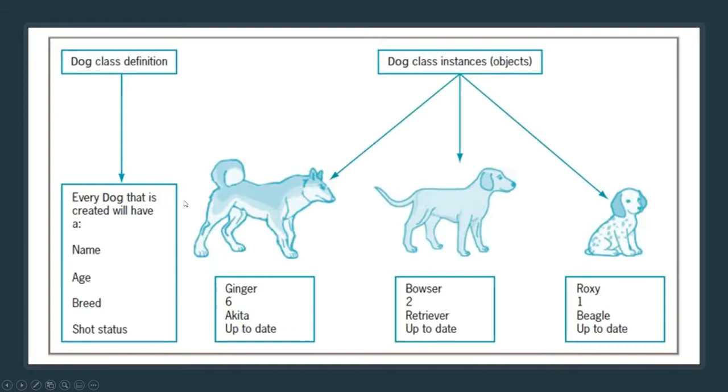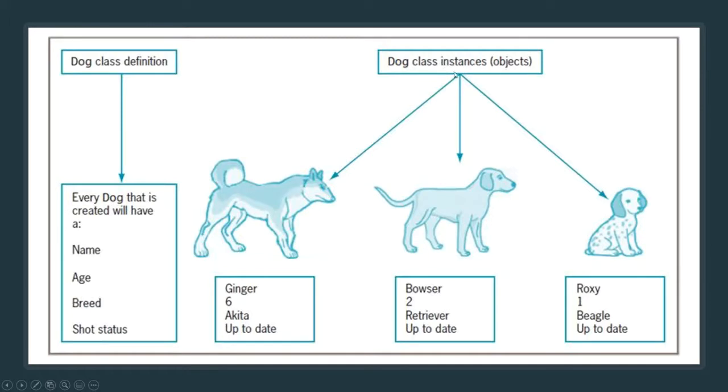So we have here a more concrete example of what classes are and what an object is. As you can see here, we have the dog class definition. The class definition includes the properties or the attributes of our object, which is the dog. Here the attributes of the dog are written: we have the name, the age, the breed, and the shot status. So these are the properties that we need in order to know the type of dog that we have. So these examples here are different classes or different categories of dogs.